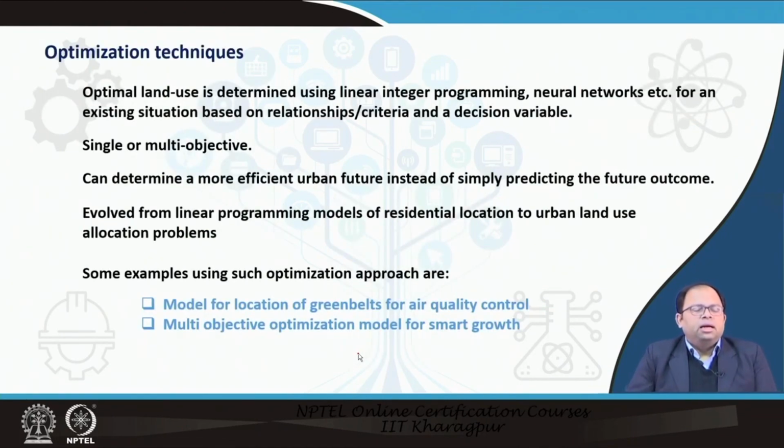Then comes another line of urban land use transportation models. These are based on optimization techniques, where optimal land use is determined using linear integer programming. It could also be neural networks, for an existing situation based on relationships and criteria and decision variables.